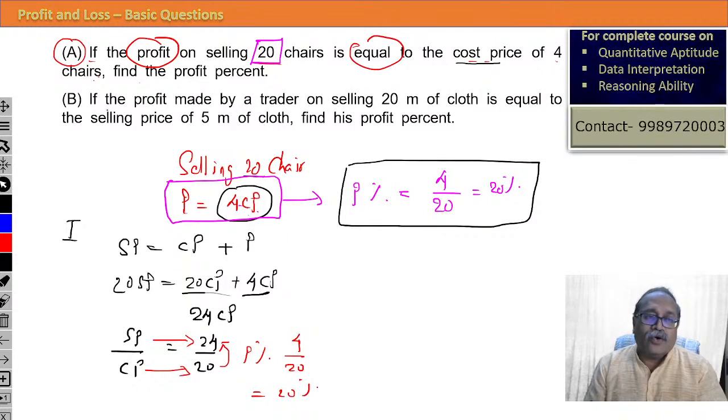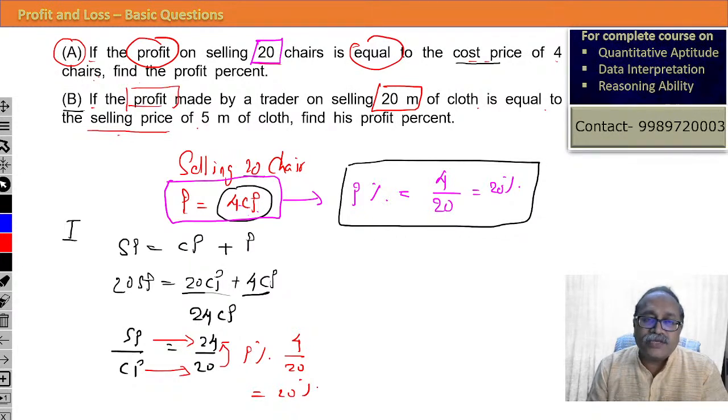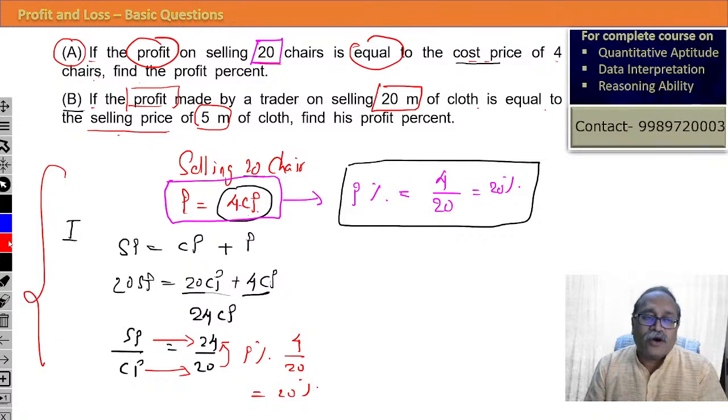ओके, नाउ अब आते हैं बी पर. Come on B. If the profit made by trader on selling 20 meter of cloth is equal to the selling price of, यहाँ पे selling price, profit यहाँ पे selling price पे दिया है, selling price of 5 meter. Find the profit percentage. एक तो इसको हम इस मेथड से कर सकते हैं और इसका सेकंड मेथड देखिए.